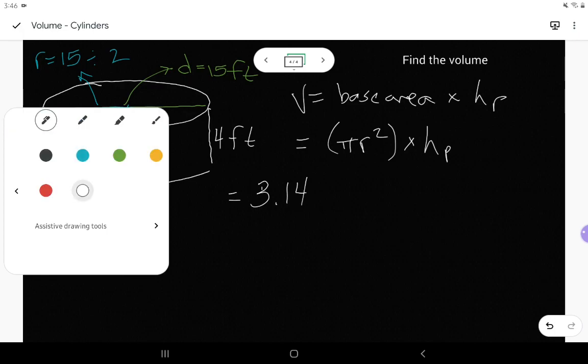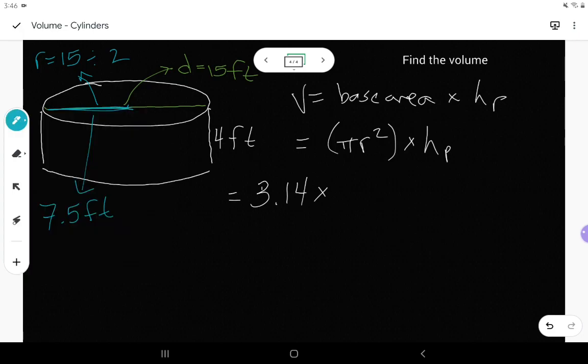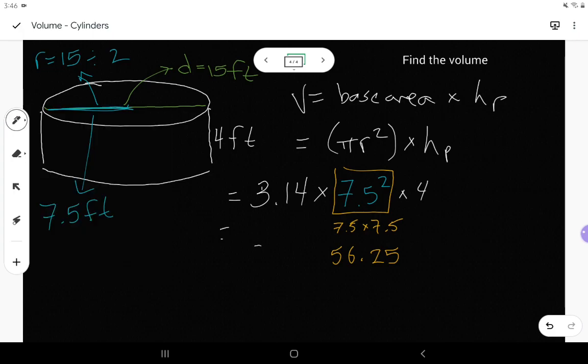Okay? All right, so I'm going to use my radius as 7.5 squared, and then afterwards we're going to multiply by the height, and in this case that height is 4. So we multiply by 4 after. Again, I need to do this exponent before the rest of my multiplication. 7.5 times 7.5. Okay, it doesn't mean times by 2, it means multiply by itself. That gives us 56.25. And so now we have 3.14 times 56.25 times that height, which is 4.